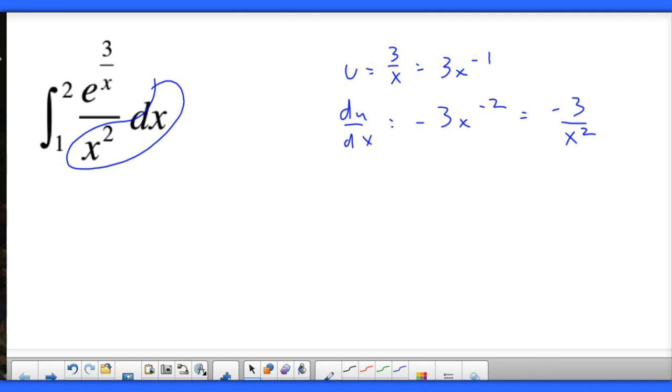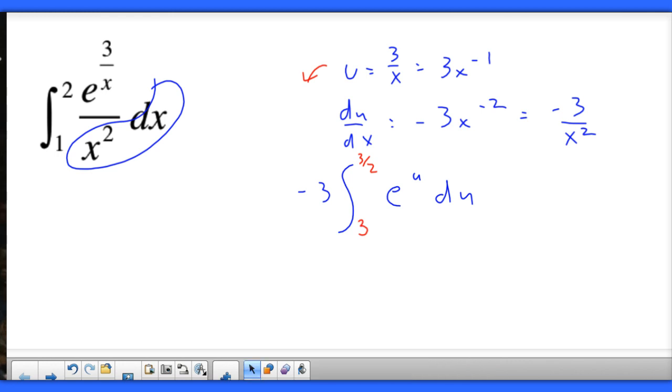That's almost a perfect substitution right there, isn't it? So let's go ahead and take the negative 3 and put it out front: e to the u du. Now, okay, Sarah, what are you going to do to change the limits of this problem? That's right, you're going to plug in the 2 and the 1. So let's change the limits. If I put in 2, my limit will be 3 halves. And if I put in 1, that'll be 3.